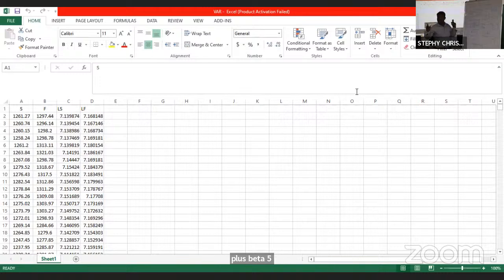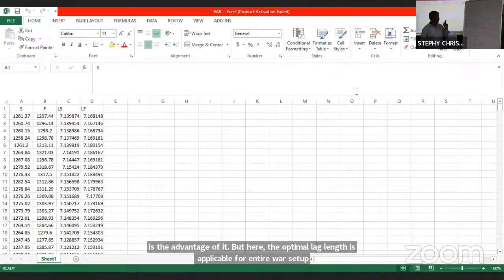Listen, when I say optimal lag length, it should be applicable for the whole model, not for an individual variable. I'm clarifying your doubt. This is a bivariate setup. For the entire model there is a model called ARDL, where the lag length varies subject to the variable. That is the advantage of it. But here, the optimal lag length is applicable for the entire VAR setup. Okay, fine.